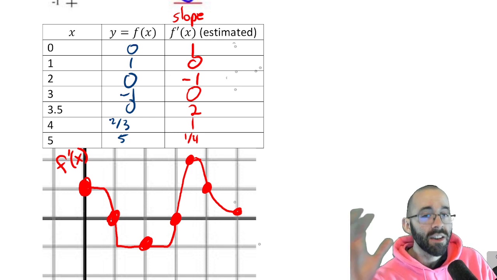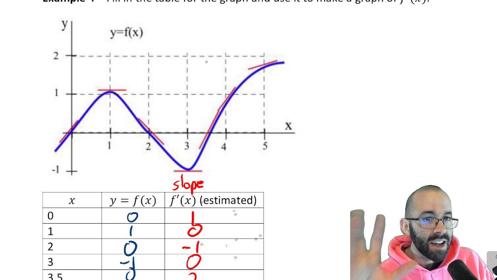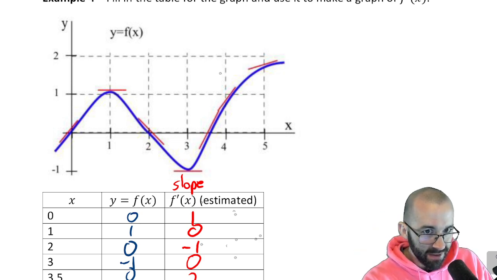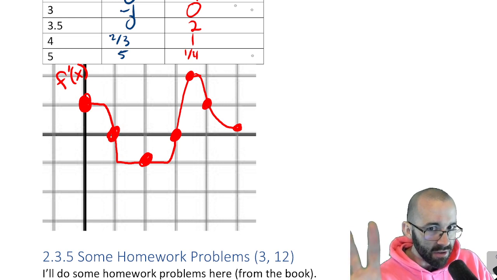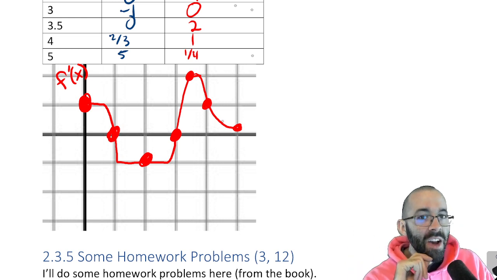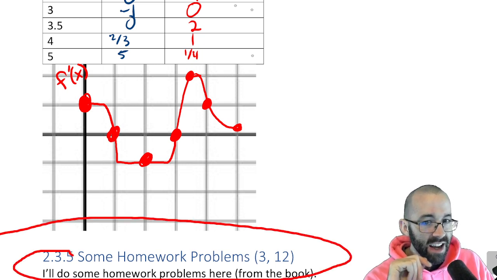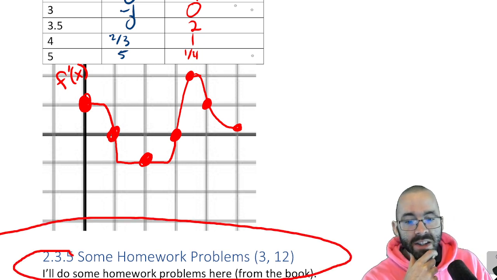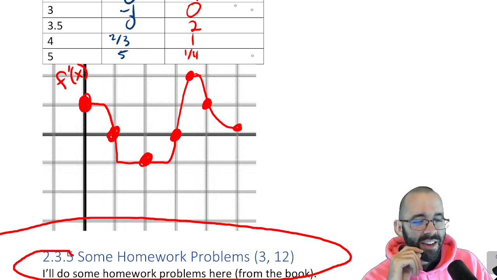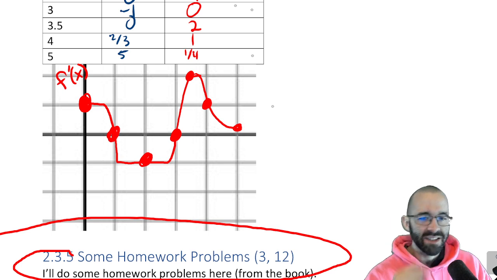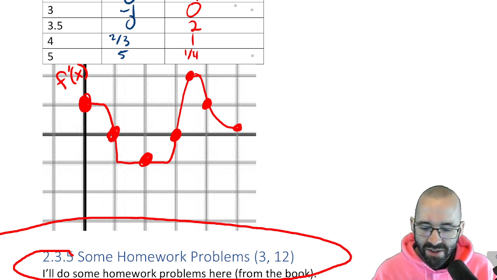So that's where things get confusing. The value of the red is the slope of the blue. The slope of the blue is the function value of the red. We're going to be doing more of that in this next video. So even if you haven't looked at the homework yet, well, look at it, but let's do some problems together because graphs of derivatives are usually pretty wonky. So we'll be doing that in the next one.